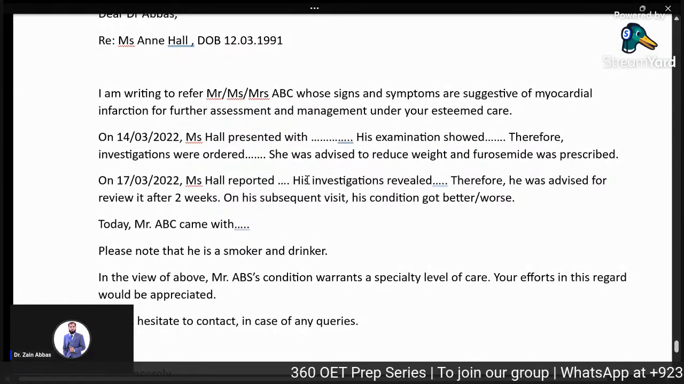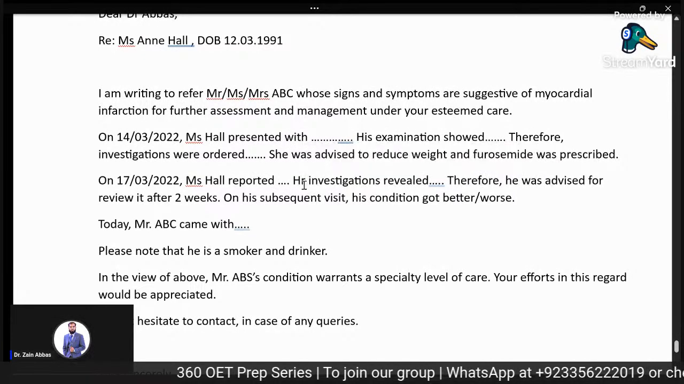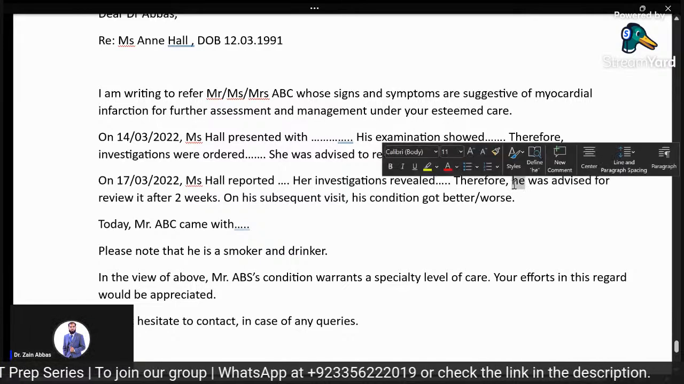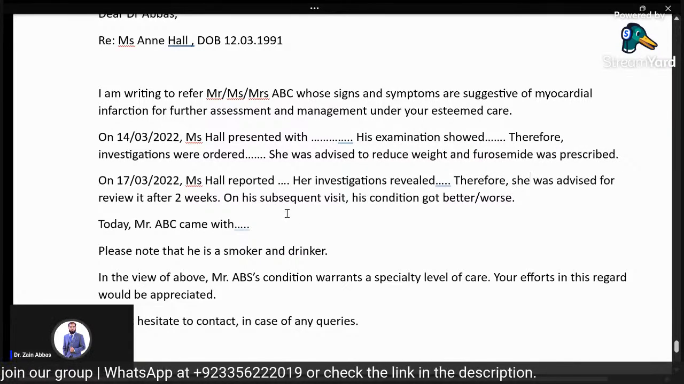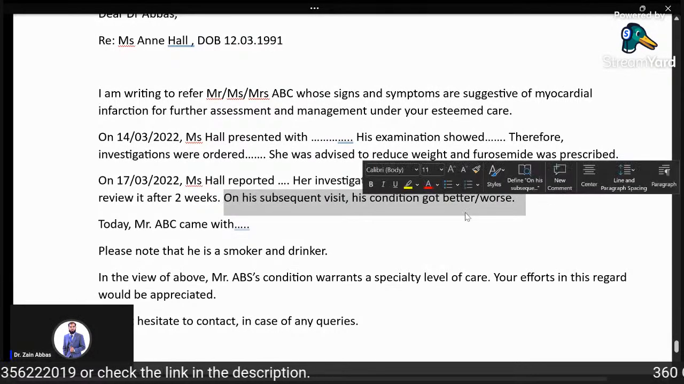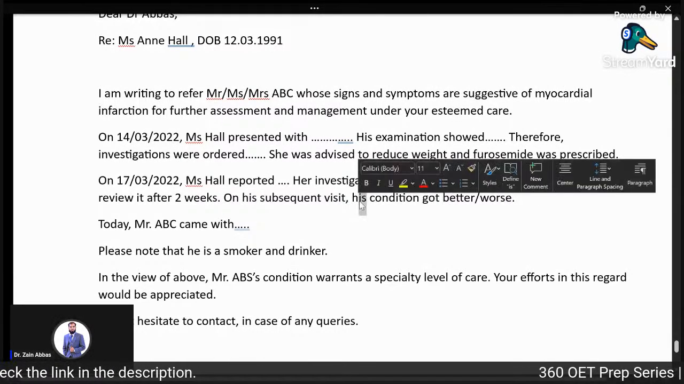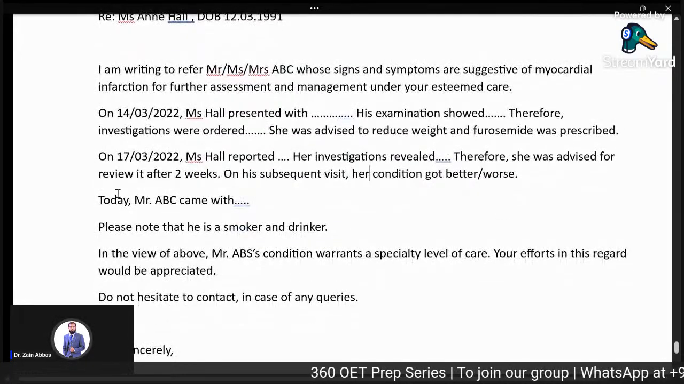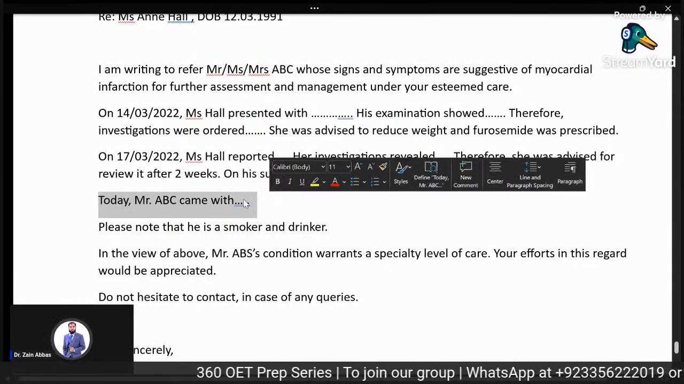Then is investigation. Now we have the female here, and then her investigations here revealed. Therefore, she was advised for another review in 2 weeks, and all the other subsequent visits can be summarized in this sentence. His or her condition got worse or better, you can write. And the next important paragraph includes today's visit.